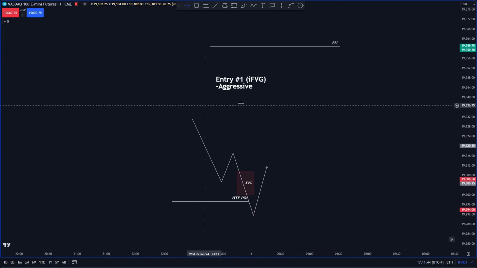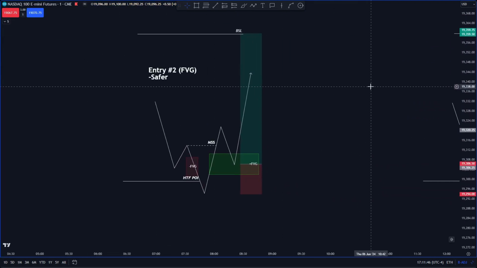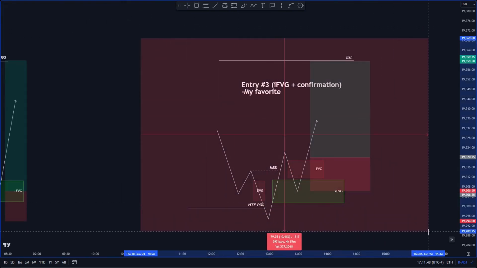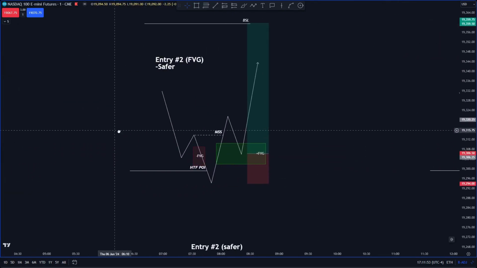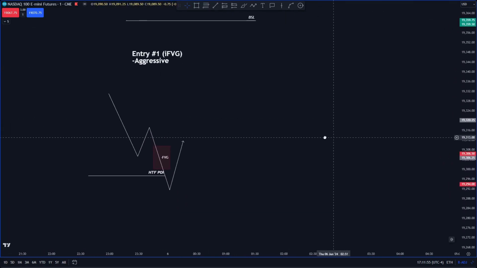And these 3 different entries are the ones I use for, like I said, entries, right? They're how I get involved in the trade. And you could play around with it and see which one you want.